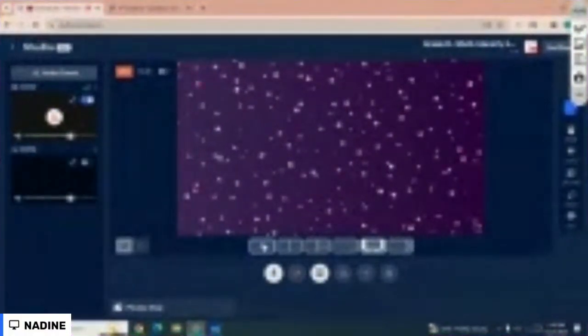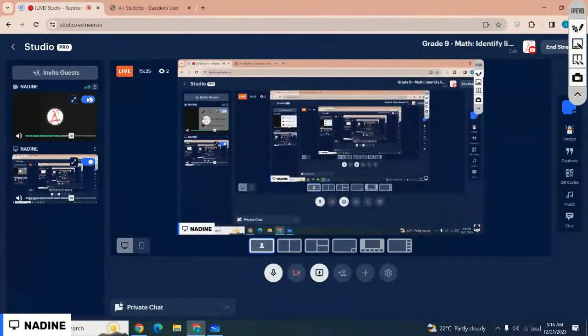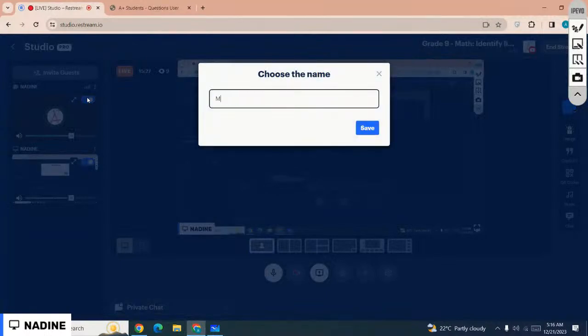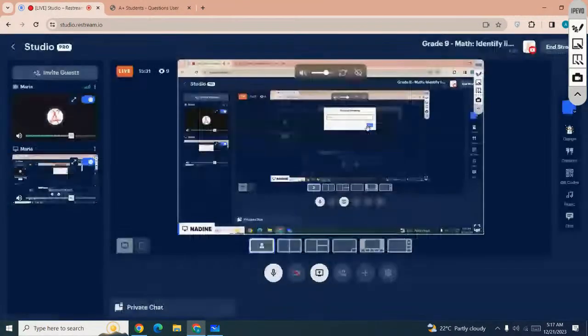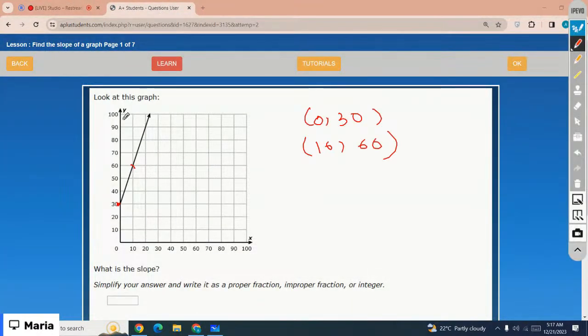Okay, so we are calculating the slope of the graph. So how do we calculate the slope of a graph? You need to select any 2 points on the graph and then calculate the slope, right? For this one, the 2 points I have selected on the graph are (0, 30) and (10, 60), right?